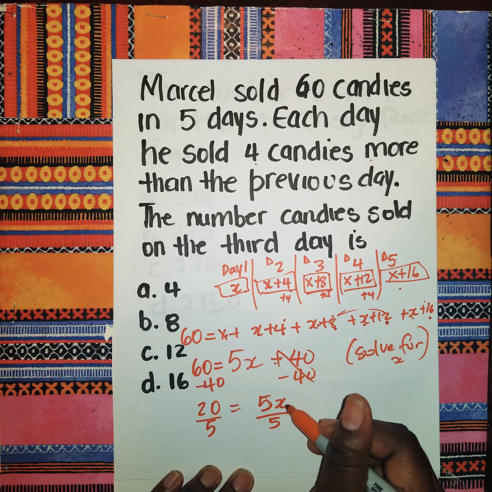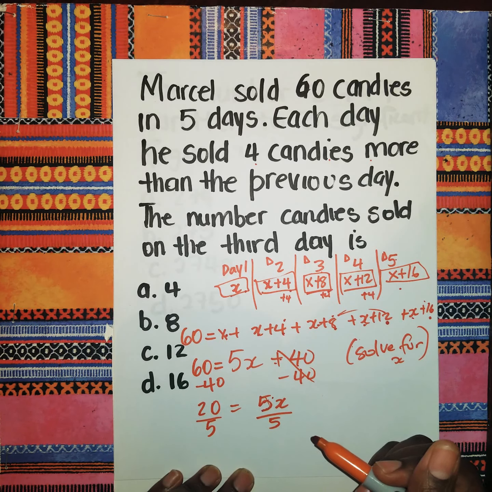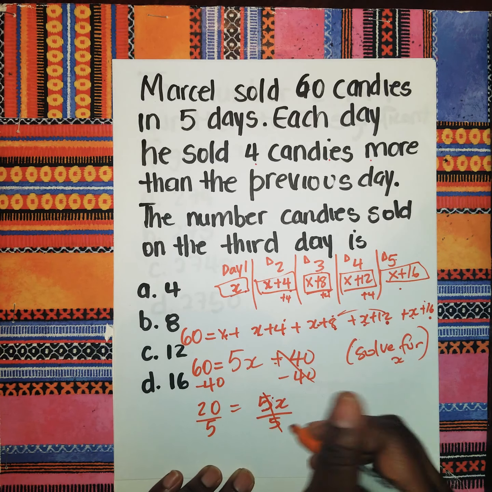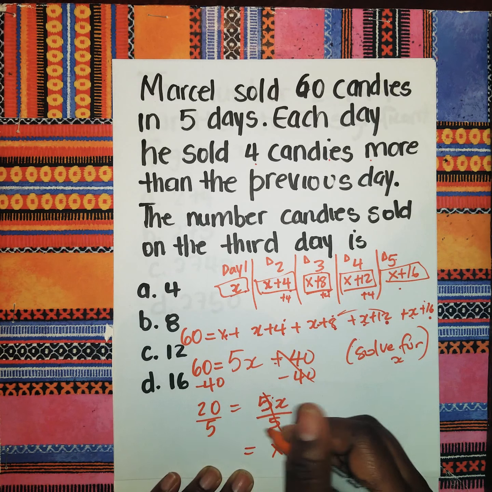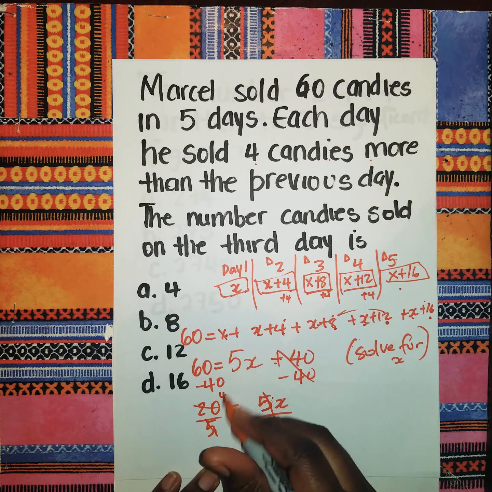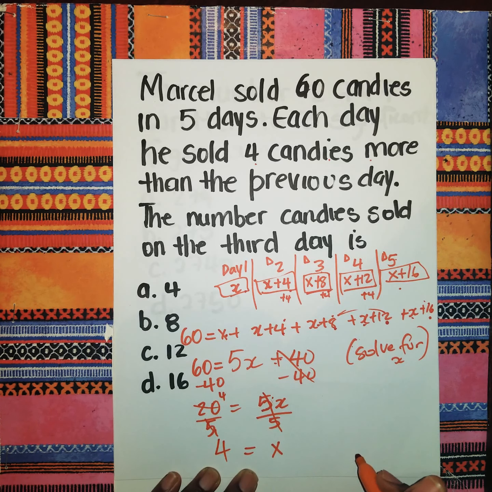So from here, I want to find the value of x, but it's been multiplied by 5. So we do the opposite operation by dividing by 5. If you divide by 5 on one side, you have to do it on the other side to balance the equation. Alright, so right here, that simplifies to give us 4. So x is equal to 4.